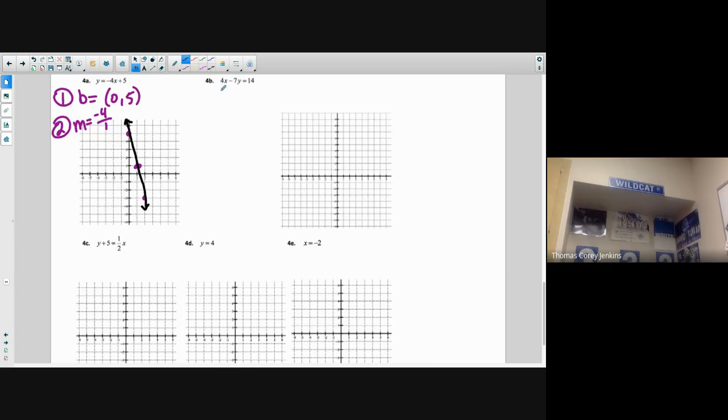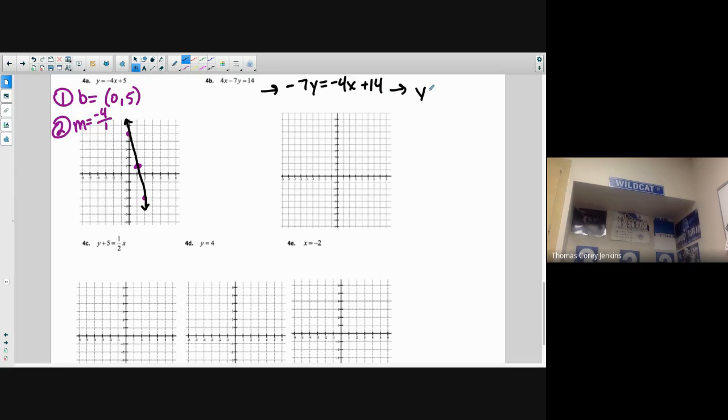On 4B, we're not ready to do anything. If we look at this and say the slope is 4, we're wrong. If we look at it and say the y-intercept is 14, we're wrong because you can't tell until you solve for y. So you have to do that part first. So first step is we're going to move 4x from the left to the right. So that's going to give me -7y equals -4x plus 14. Then we divide everything by -7.